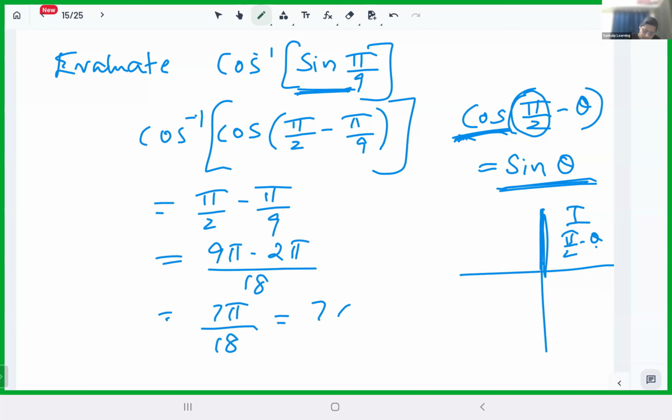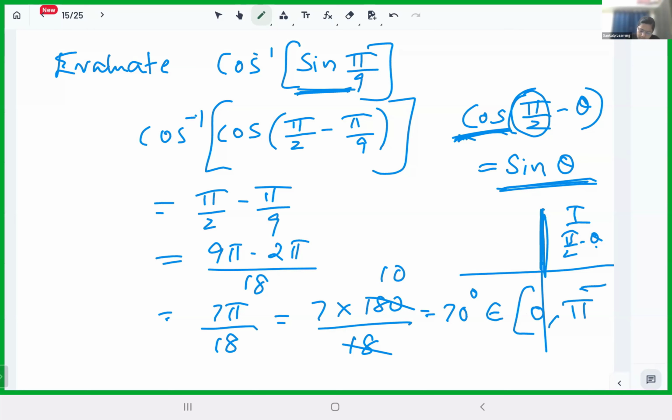What is the value here? 7 into 180 by 18. Here you can cancel with 10, so that is equal to 70 degrees. And 70 degrees belongs to the principal value branch. The principal value branch of cos inverse is the closed interval 0 to pi, and we know 70 degrees belongs to the closed interval 0 to pi. So the answer is nothing but 7 pi by 18.